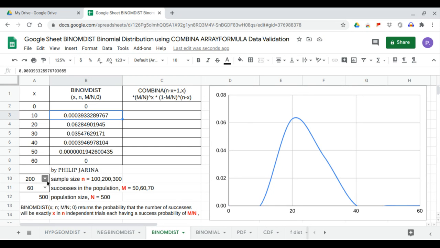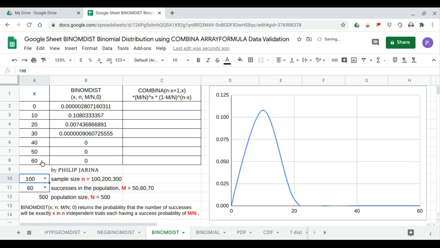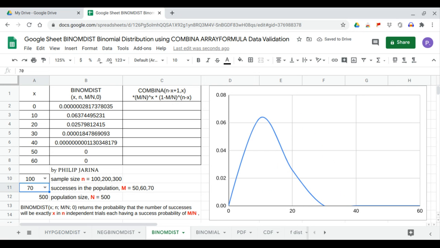And we can change the values. 100, that's the sample size. And let's say we have 70 over 500 success rate. So this is the probability density or probability mass function.